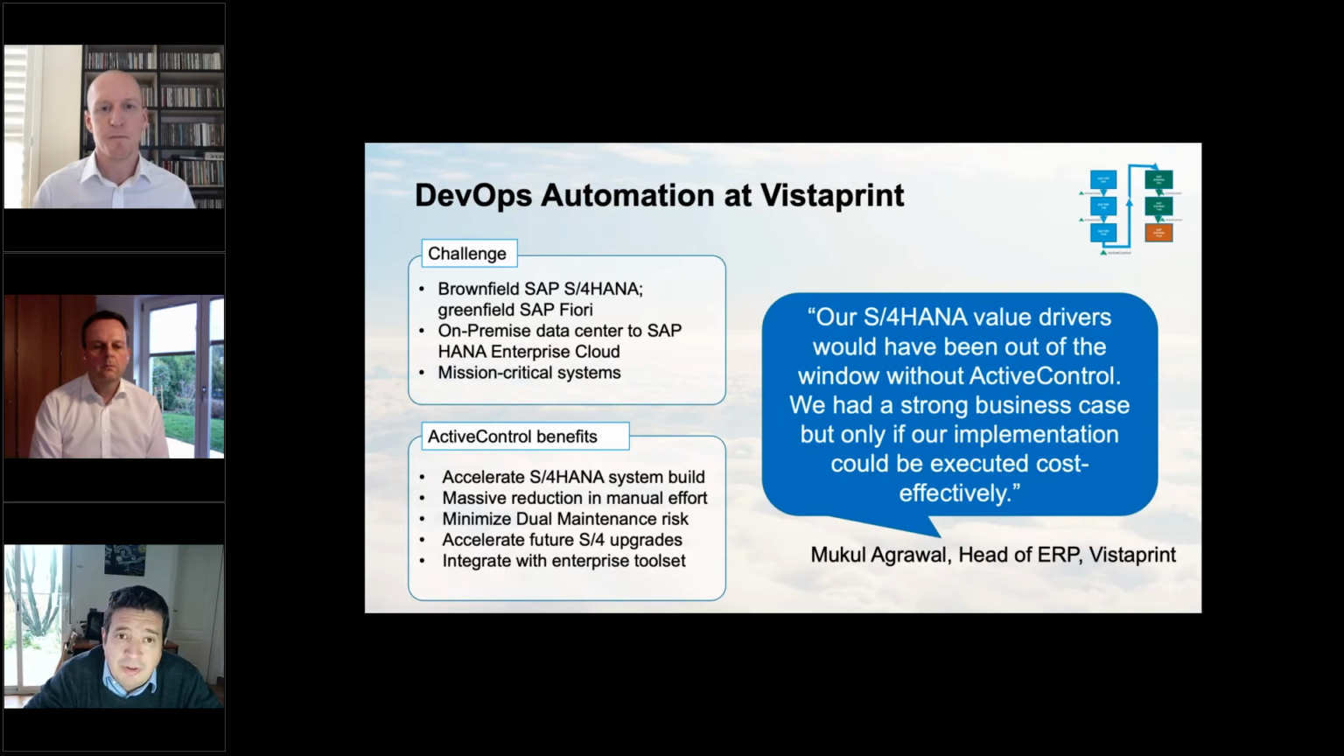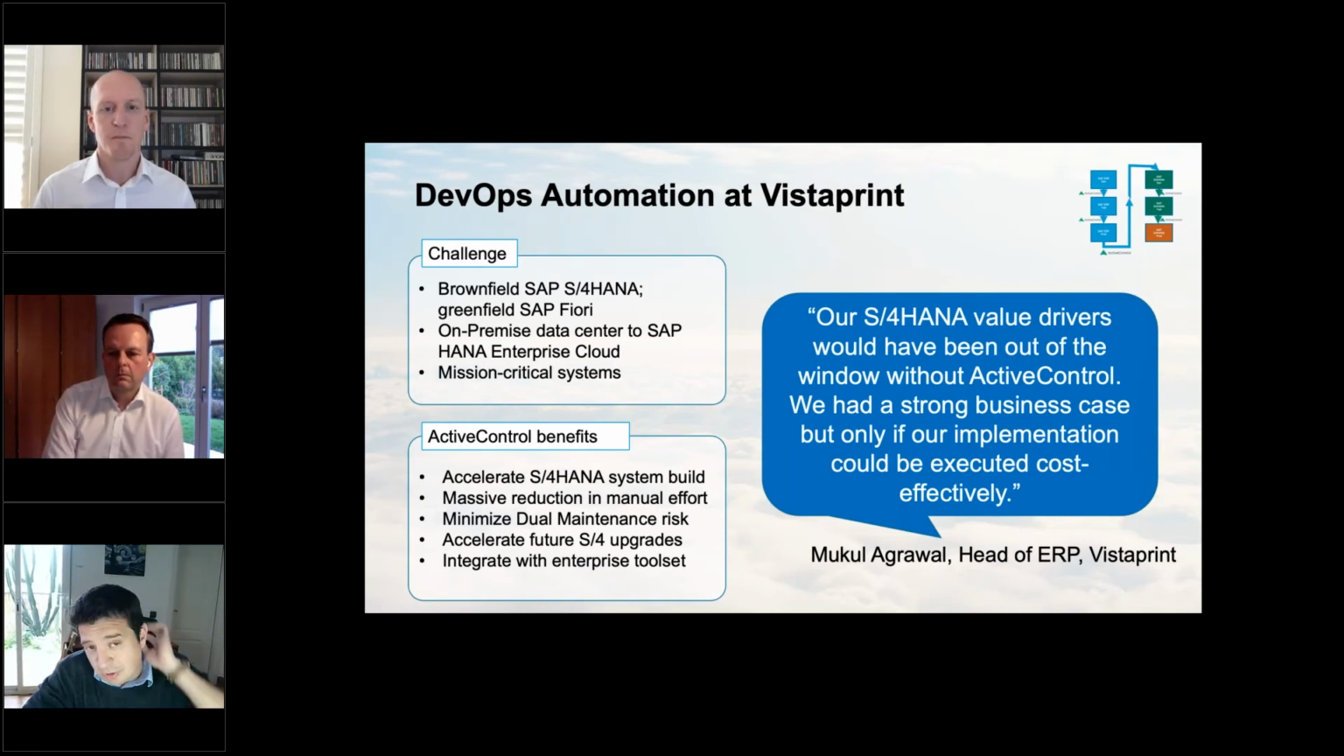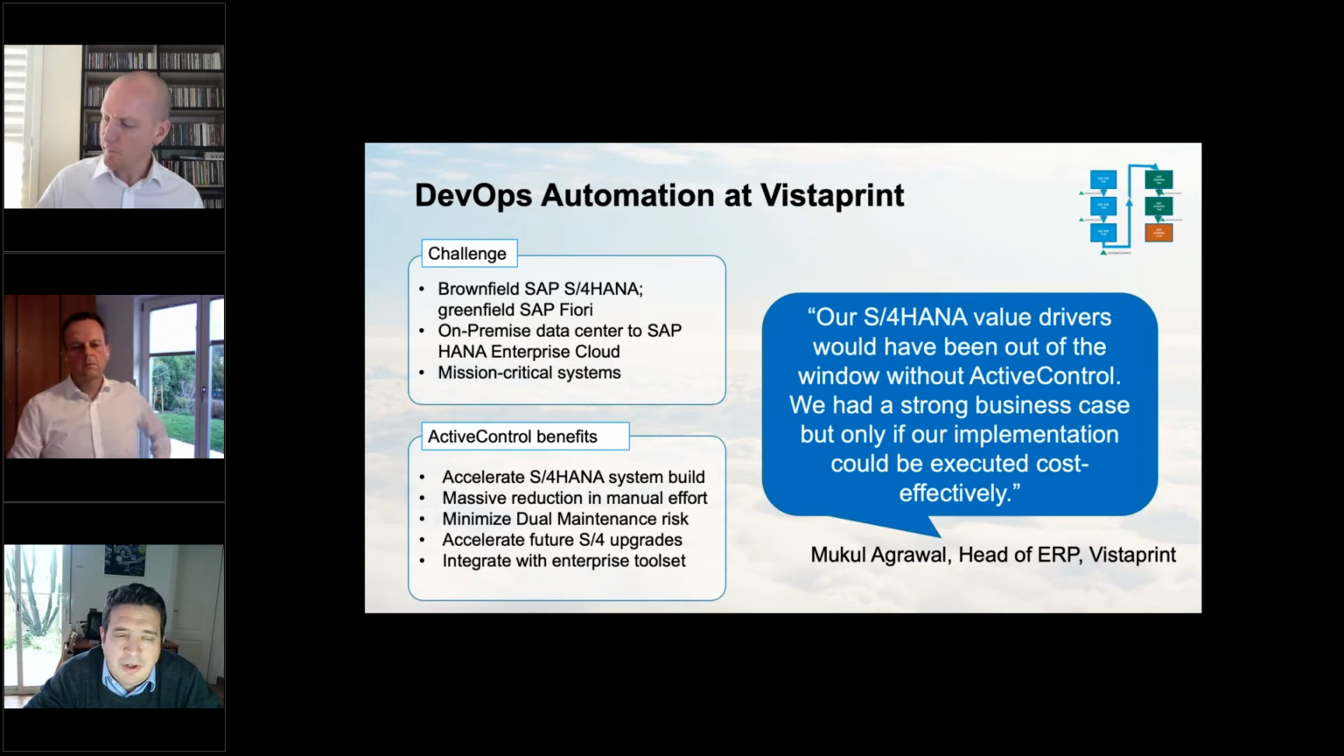They had a number of challenges. They were looking to minimize their downtime, but dual maintenance was one of the key things they wanted to address. And as you can see here, the quote from Mukul was really highlighting the fact that with active control in place, that was one of the areas they didn't really have to worry or stress about as part of that particular transformation. And I think there's more details on that Vistaprint case study on our website.